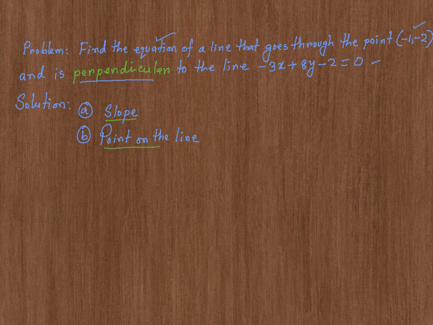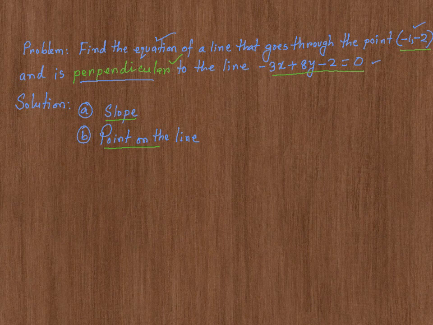In this problem, we are given the point, which is (-1, -2). We need to find the slope. Now, to find the slope, we have to use this property, perpendicular. So, the line we are looking for is going to be perpendicular to this given line.